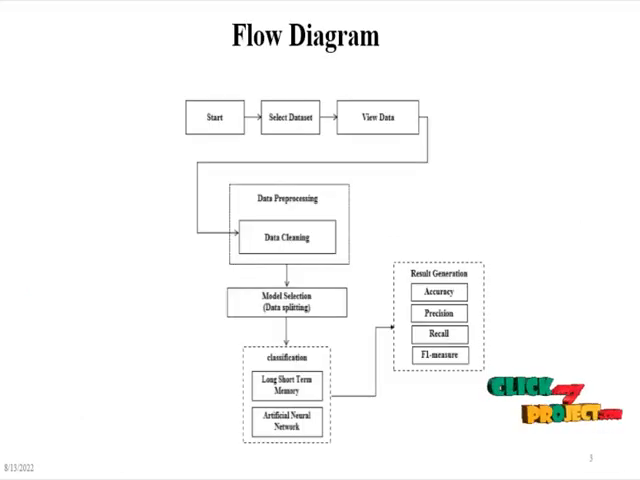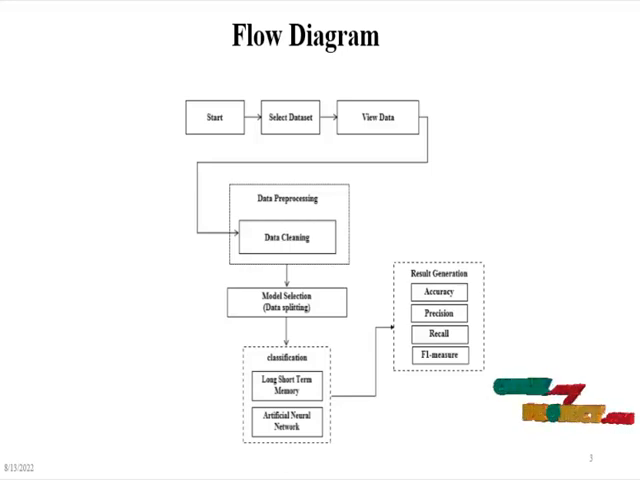The flow diagram of the project is: first we start the program and select the brain injury EEG dataset, and after that we view the sample dataset in our console working directory. Then it moves into data pre-processing. In data pre-processing we clean the dataset, checking whether it contains any null values and replacing the null values with the mean value of our dataset. After that it moves into data selection, like model selection.